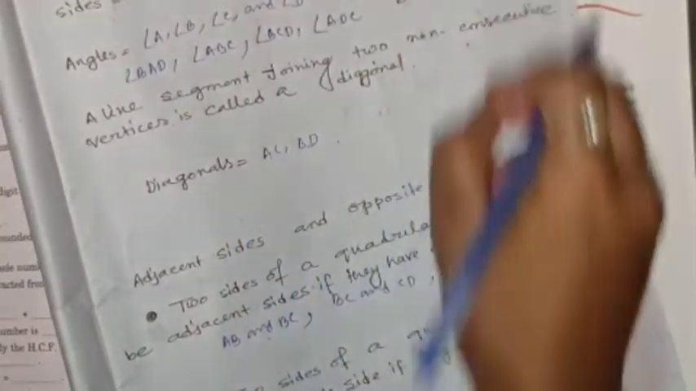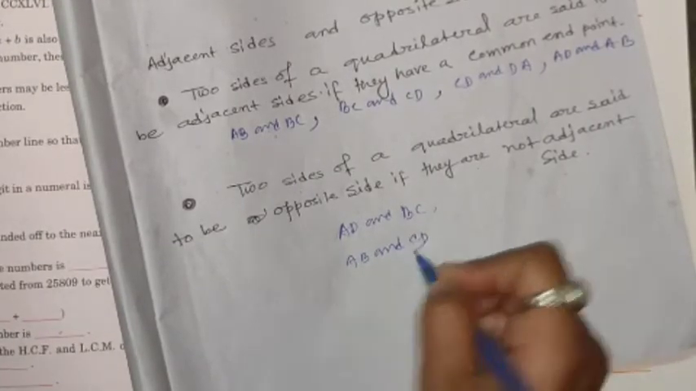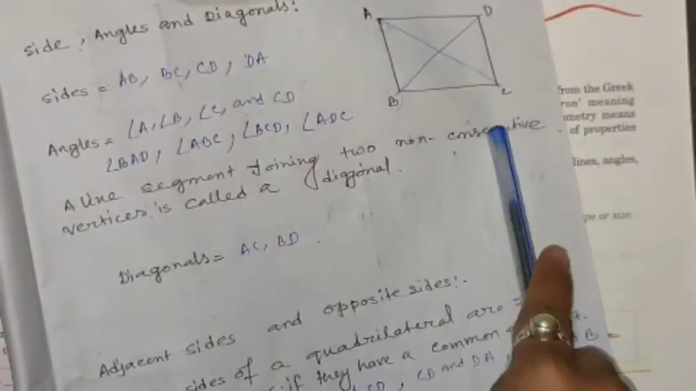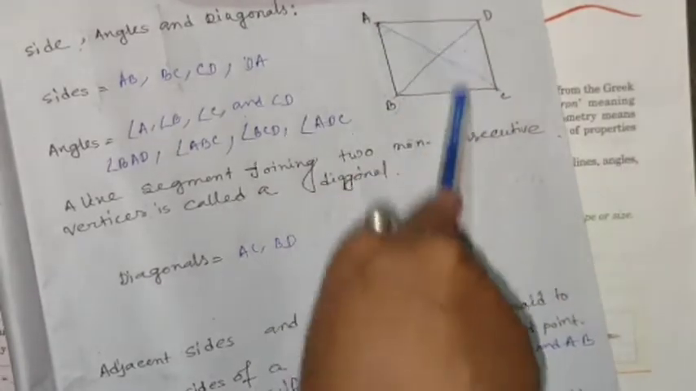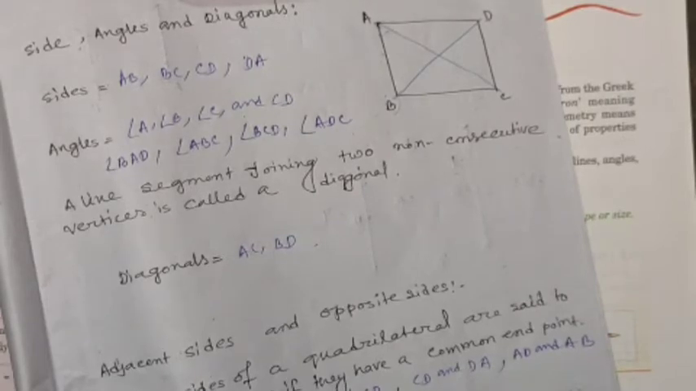Similarly, AB and CD. These two sides have no common endpoint. So AD and BC are opposite sides, and AB and CD. So there are two pairs of opposite sides in a quadrilateral, and there are four pairs of adjacent sides in a quadrilateral. Okay.